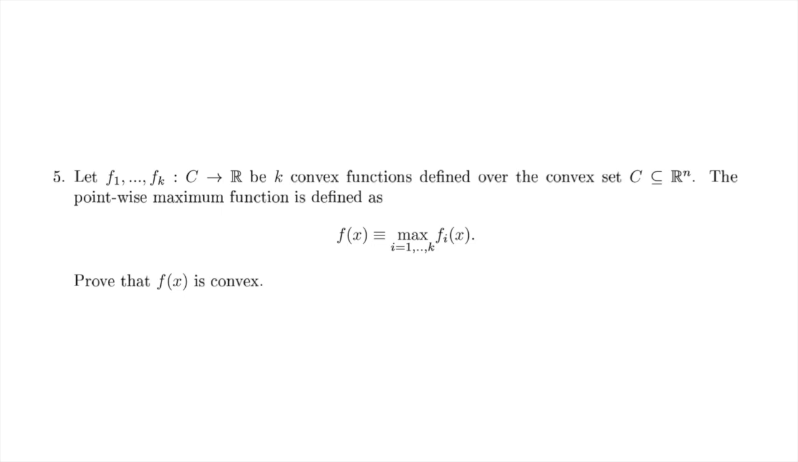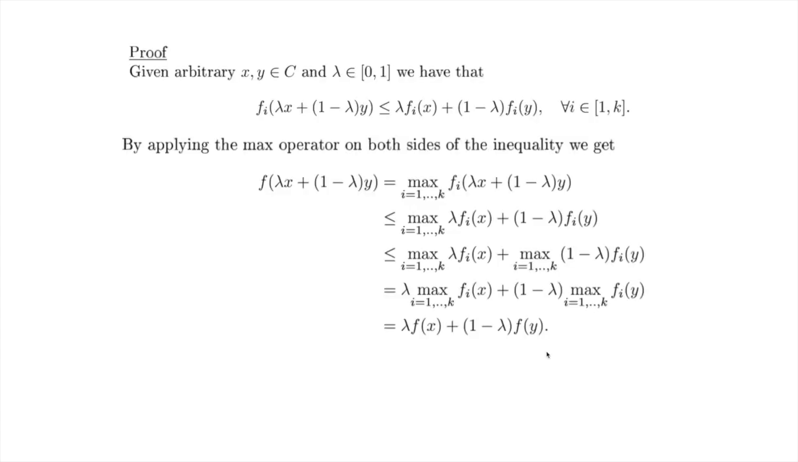Question number 5. Let f1 till fk be k functions from C to R. Those functions are convex and C is a convex set. We define f of x to be the pointwise maximum over all of the fi's, meaning that f of x at point x is the maximum over fi of x for every i. Let's prove that f of x is a convex function. I encourage you to do it yourself and then view the solution. The proof is as follows.